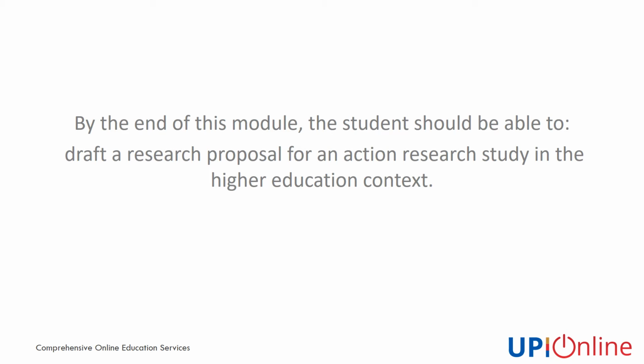Let's try this one. By the end of this module, the student should be able to draft a research proposal for an action research study in the higher education context. Were you able to spot the 3 components? Draft is the verb or what the student will do. A research proposal for an action research study is the noun or what the student will be performing the action on. And in the higher education context provides the nature, thus the context in which the action will take place.